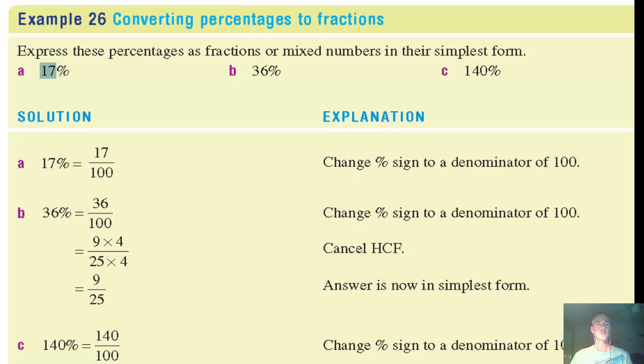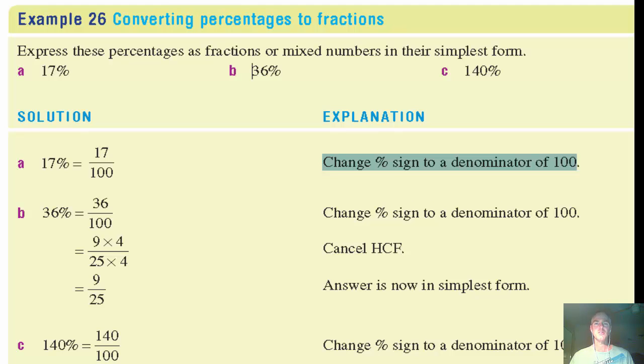Looking at the first one, express these percentages as fractions or mixed numbers in their simplest form. First one, A, 17 with the percent sign. Very simple. Here's the solution. 17% equals 17 over 100. Change the percent sign to a denominator of 100. So the bottom number is 100. That's what we're going for.